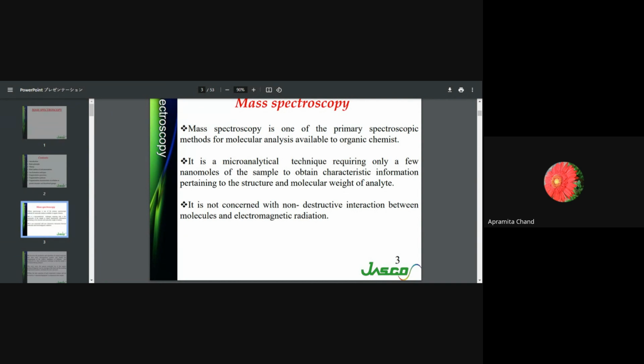And यहाँ पे हम लोग का क्या हो रहा है कि sample को लेके whenever it is being bombarded with high energy particles, it is splitting into constituent particles. बहुत सारे constituent particles हैं, उनके different different masses हैं, and उन masses को हम लोग analyze करके predict कर सकते हैं कि parent molecule क्या हुआ होगा. So that is the basic principle of mass spectroscopy.